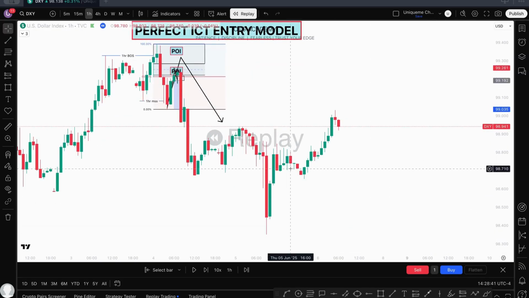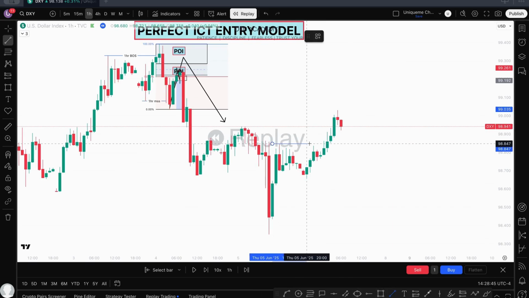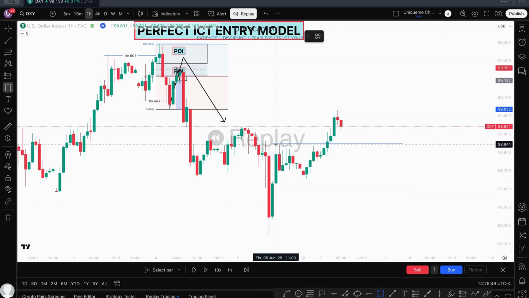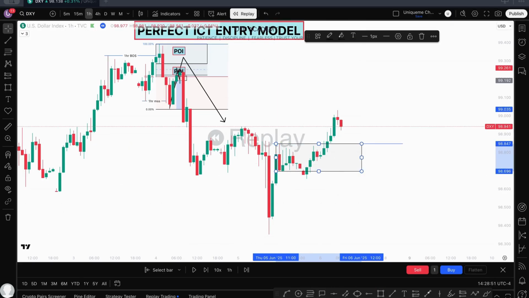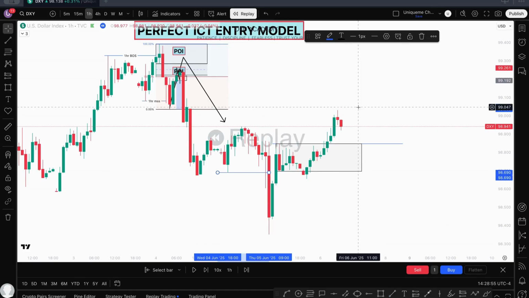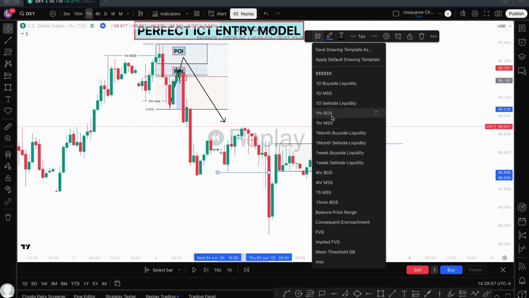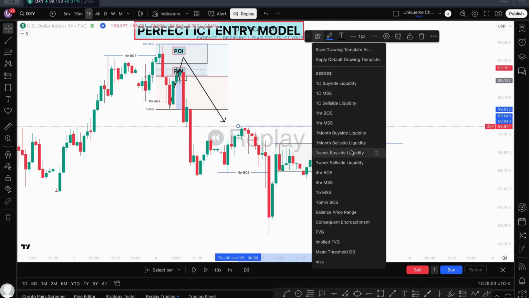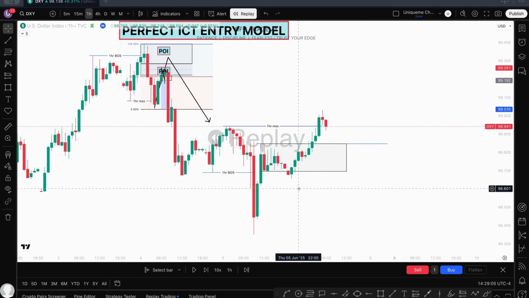The same example goes here again. Price shifted structure around here, right? Price shifted structure around here. I have my mitigation block, right? And I also have a shift of market structure here, and also price shifted structure here as a shift in market structure, right?